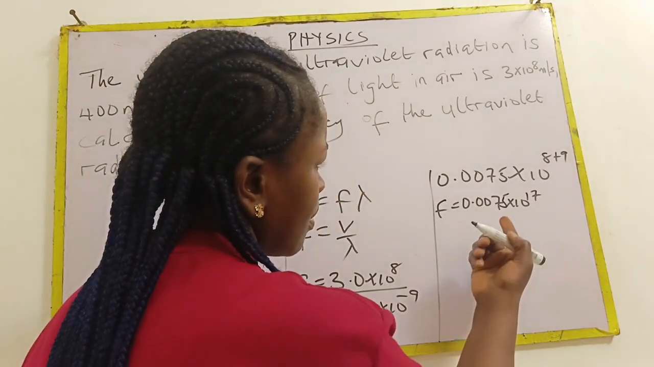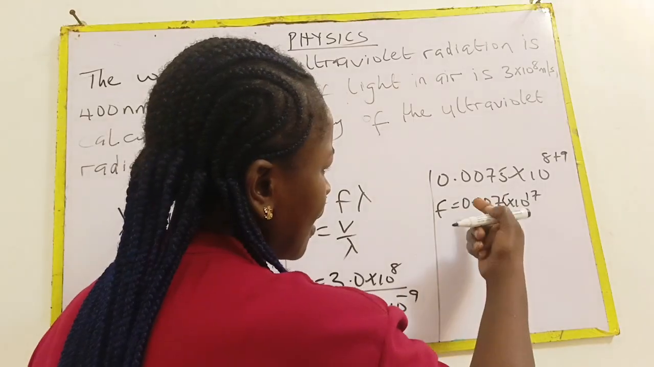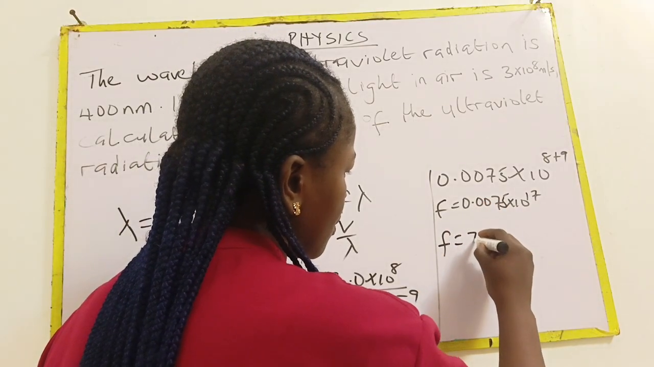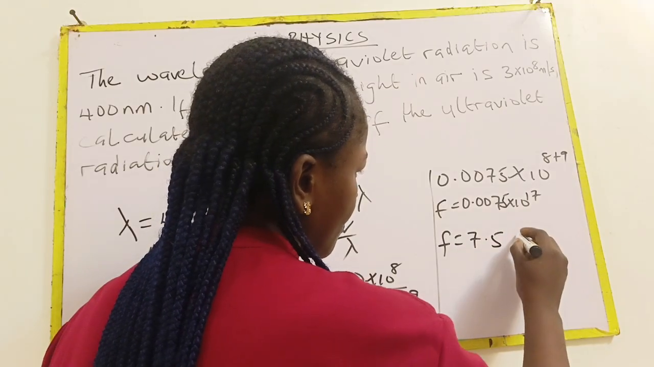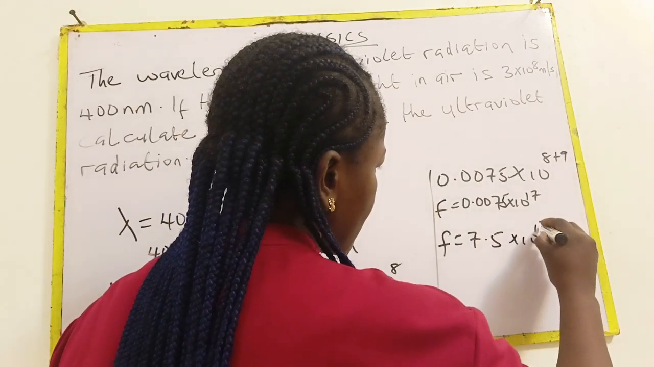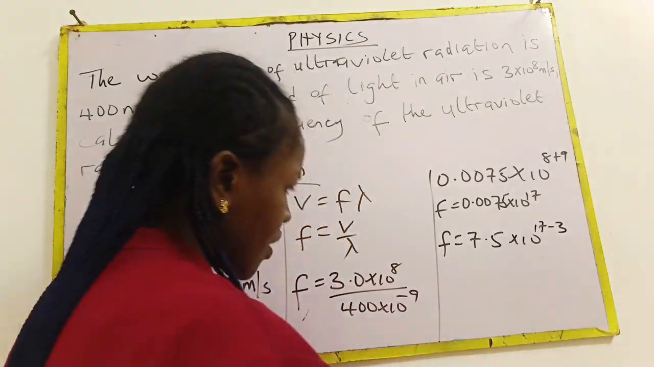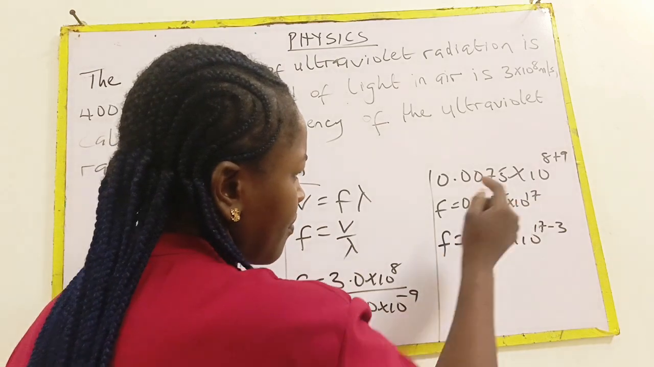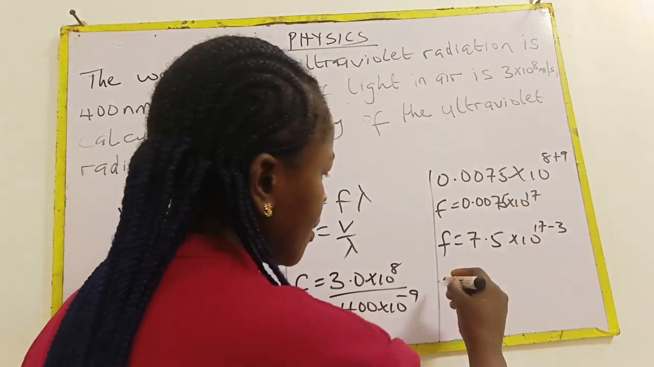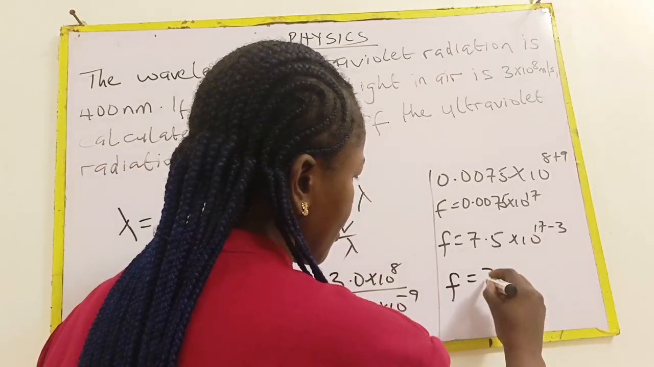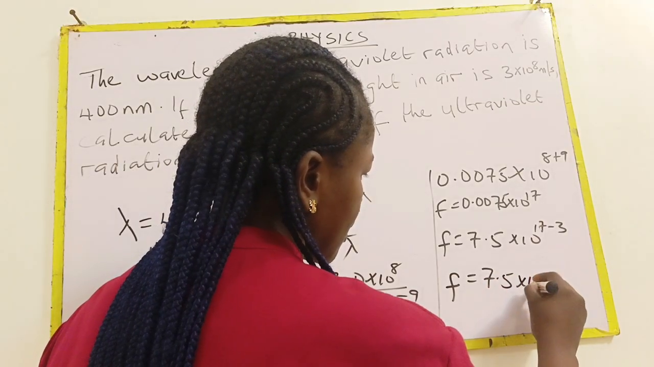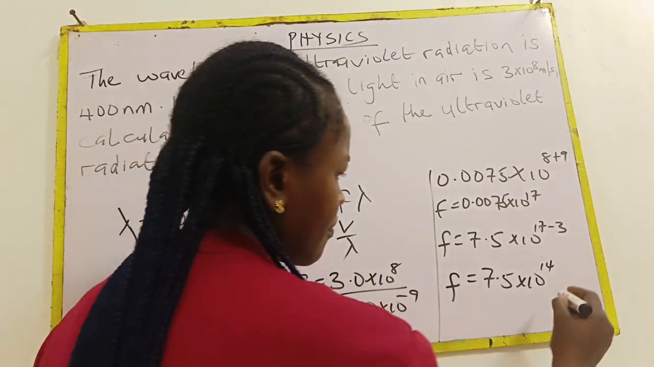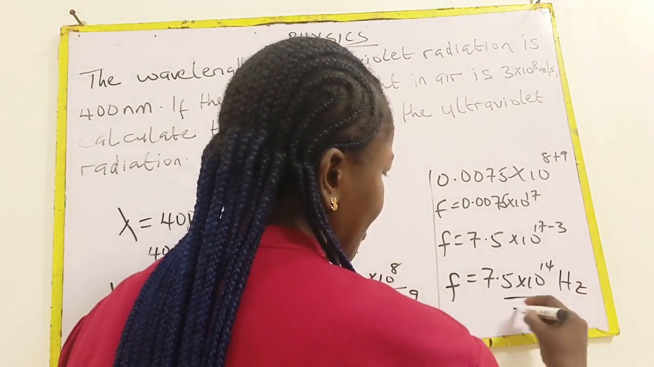Now for me to find the final answer, I have 1, 2, 3. So my frequency will now be what? 7.5 times 10 raised to the power 17 minus 3. Where is the minus 3 coming from? These 3 decimal places. I have points here. So you now say that the frequency will give me 7.5 times 10 raised to the power 14. Since it's frequency, my answer will be in what? In hertz.